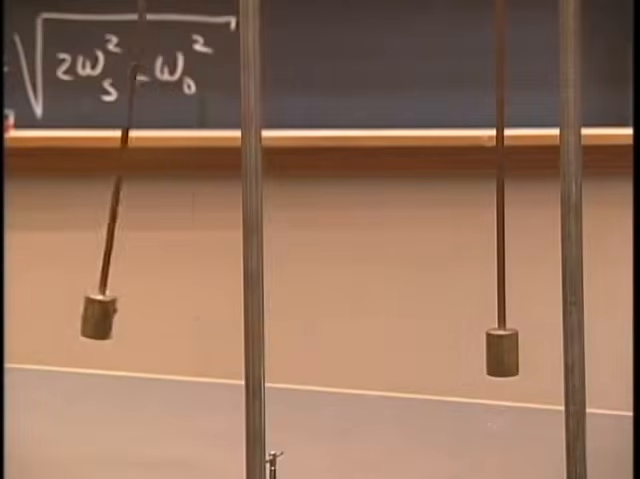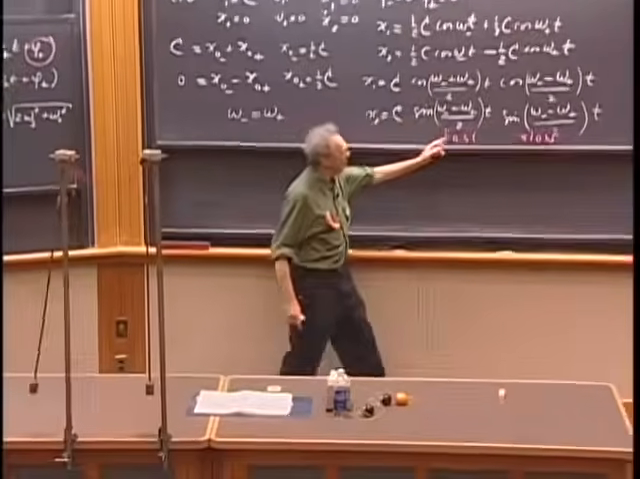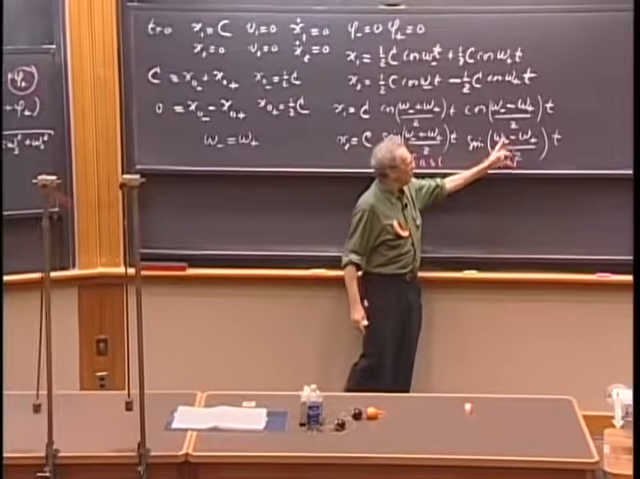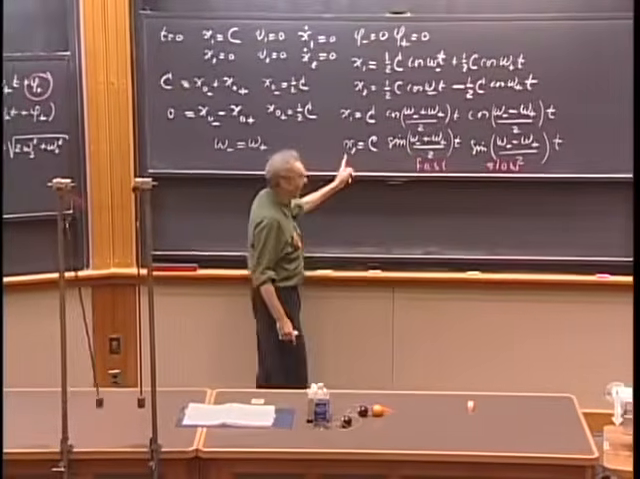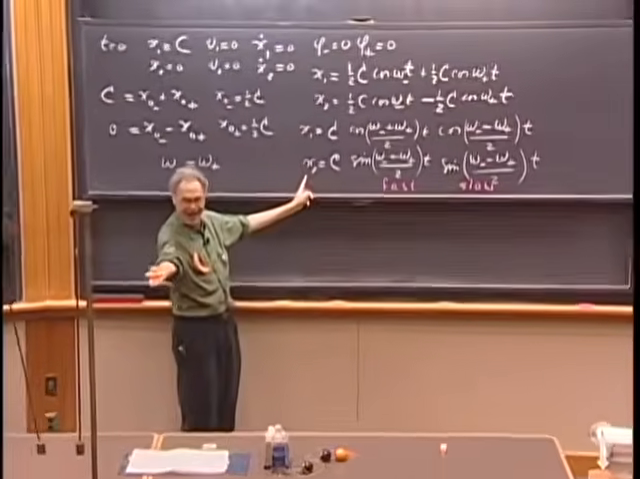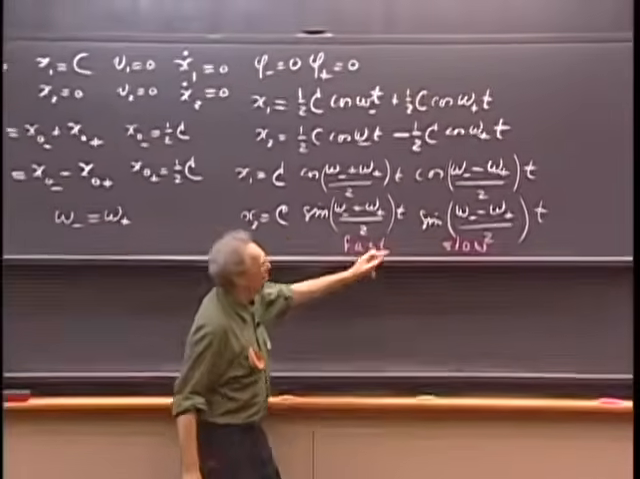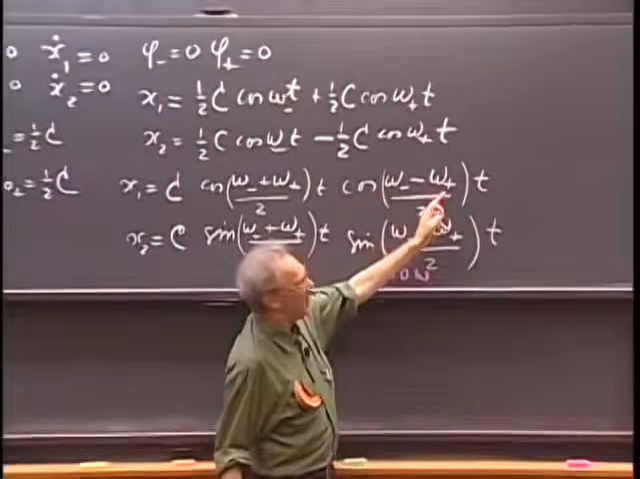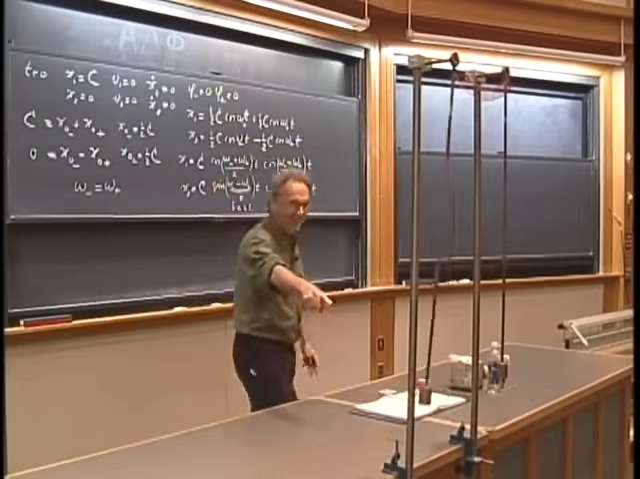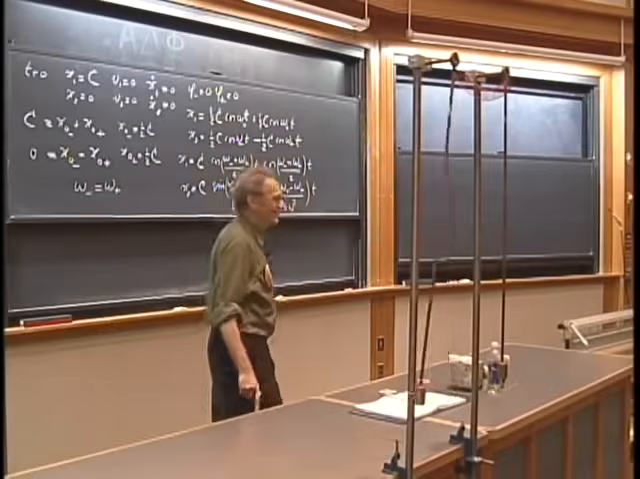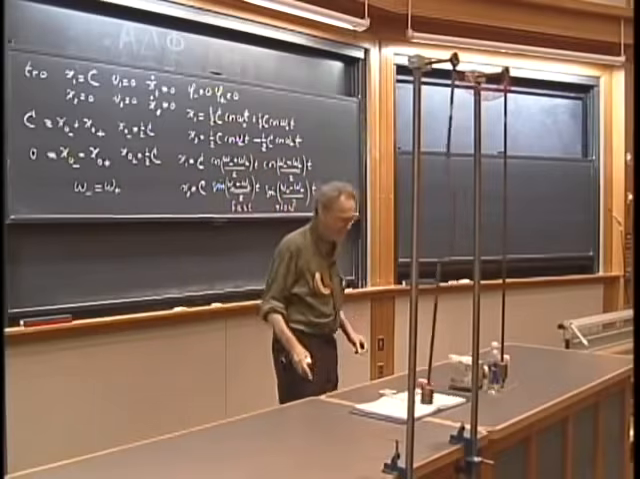And look at this equation. When omega minus is omega plus, this term is always 0. So you see x2 remains 0. That's what you see. And when omega minus is omega plus, this cosine term is always +1. That's what you see. Isn't it amazing, the power of physics?